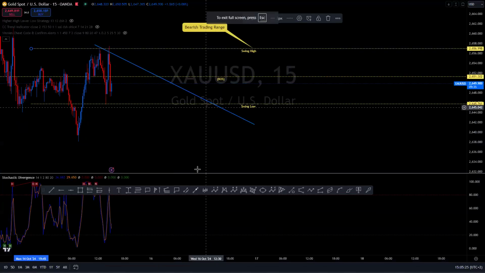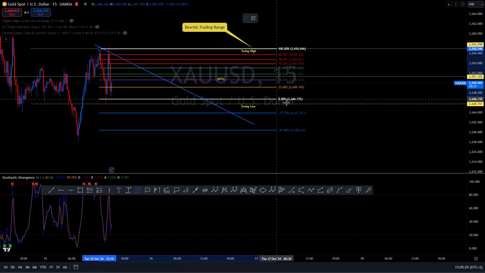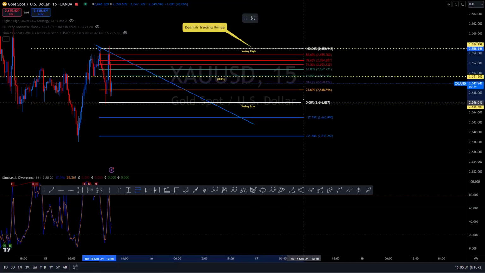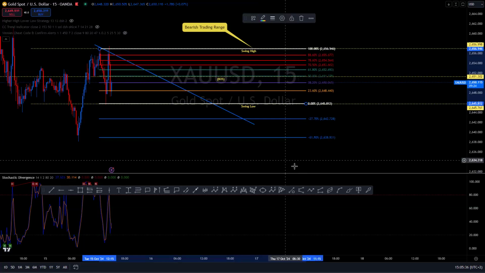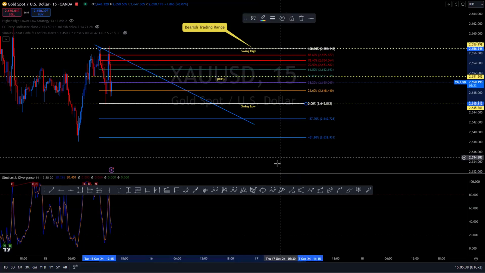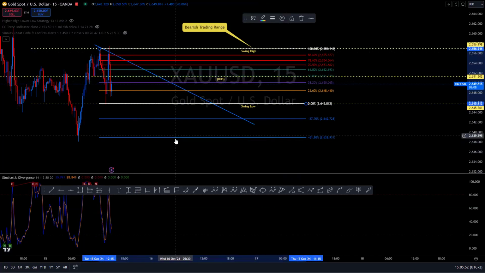Because we're in the bearish trading range, we're going to take our Fibonacci and swing it from the most recent high to the most recent low. Really in this situation, we see that price rejected the 80% and came down. And it looks like it's probably going to reject this area as well, come up and come down.